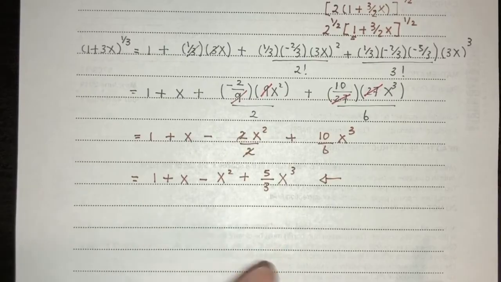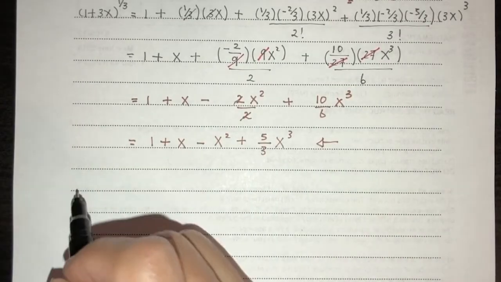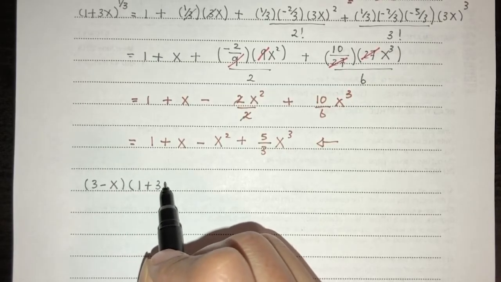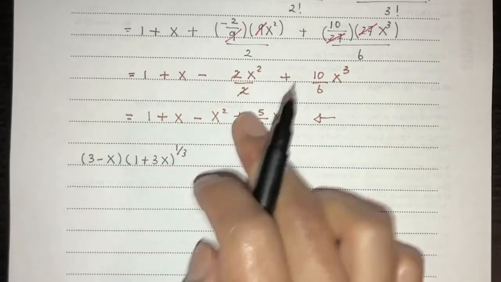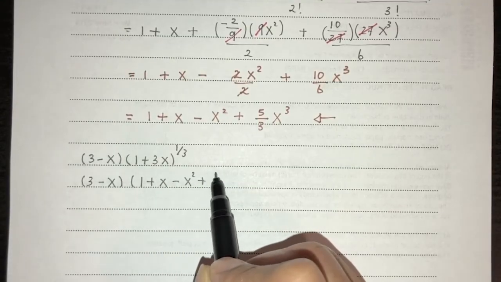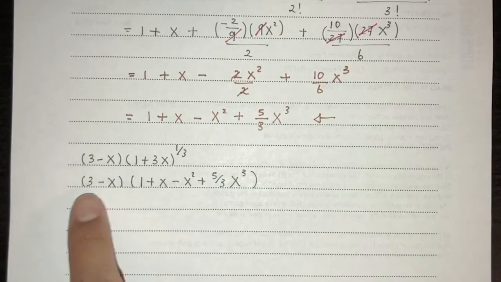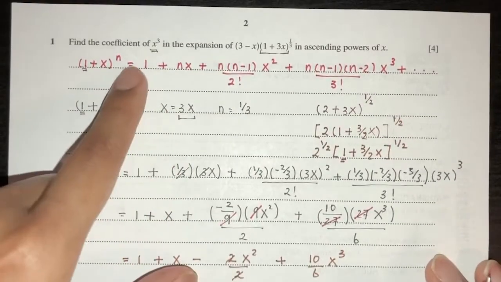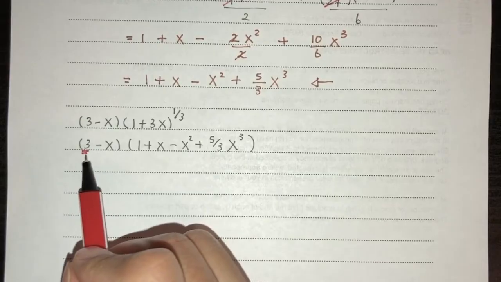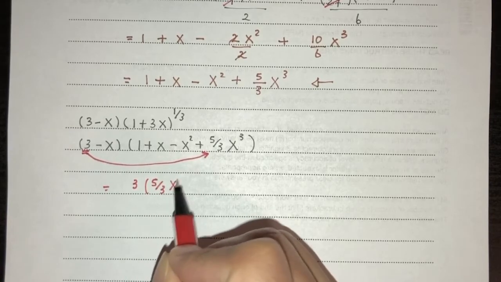You will get this. But now the question is, we have to expand this one, right? So basically now we have 3 minus x times 1 plus 3x to the power of this, and you know that this is equal to this, so you can replace 3 minus x times 1 plus x minus x squared plus 5 over 3 x power 3. Here, instead of expanding everything, as you can see from the question, we only care about the coefficient of x cubed, so let's find the term in x cubed. So 3 times what will give you x cubed? 3 times this one. So it will be 3 times 5 over 3 x cubed. That is the first one.